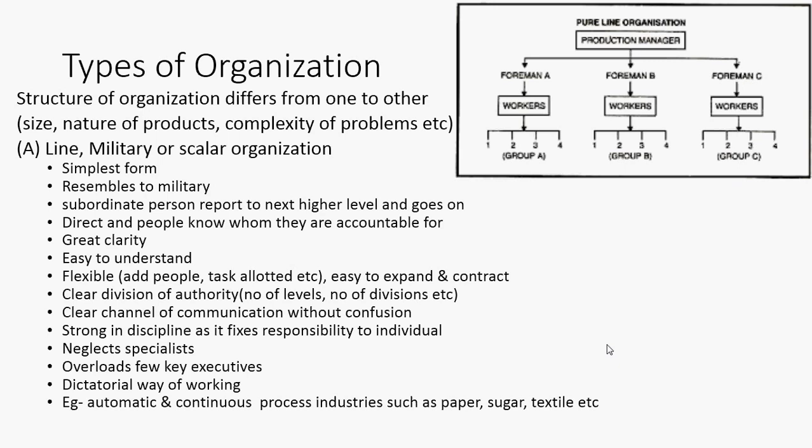It is a dictatorial way of working. We can say that the military way of handling the organization is the dictatorial way of working. The top management, the production manager, gives out orders, and all the foremen have to follow them strictly. As for examples, this type of organization is best suited to automatic and continuous process industries such as paper factories, sugar factories, textile factories. They are semi-automated or automated and have a continuous process.